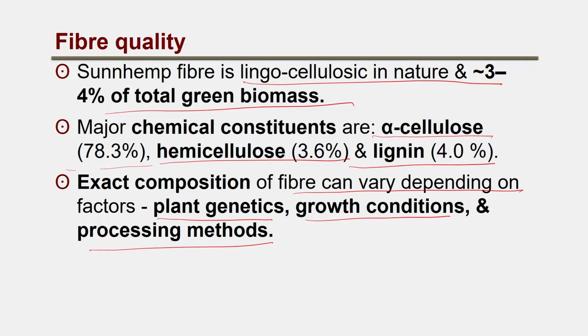Similarly, environmental conditions, climatic conditions and soil health also affect the fiber quality. And of course, the processing method. Everything is fine, the yield is good, quality is good, but processing is bad. So bad processing can result in bad fiber quality. Therefore, we need to have the best techniques and methods and timing of processing.